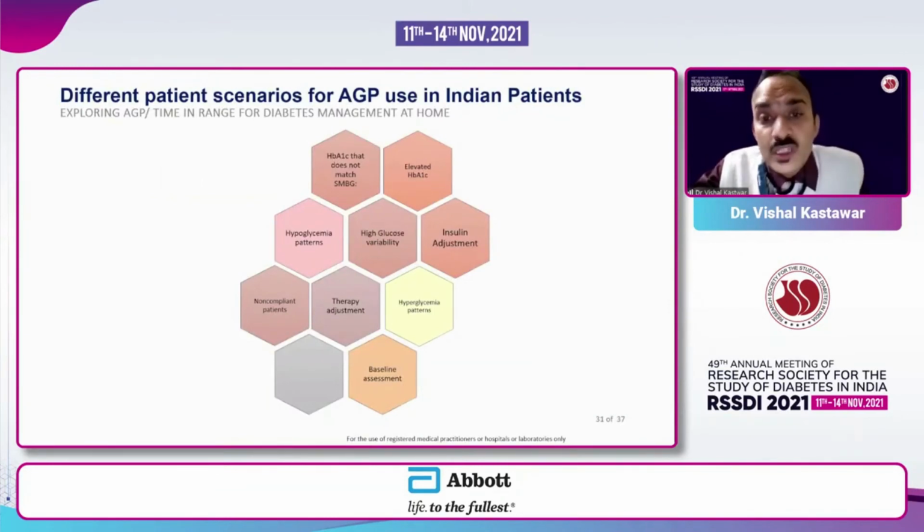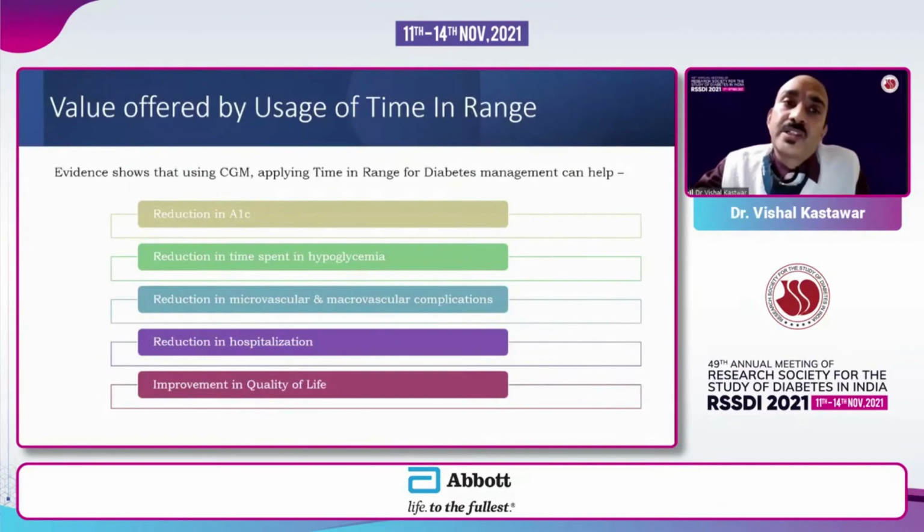Finally, there are various groups of patients where we can use CGM and TIR. We can use it for non-compliant patients, for therapy adjustment, to know the hyperglycemic patterns, for baseline assessment of patients, for insulin assessment, for patients who have high glucose variability, for knowing the hypoglycemia patterns of patients. In patients where SMBG and HbA1c do not match and where elevated HbA1c has continued in spite of whatever we have tried, for all those patients, we can use TIR and CGM, and all those are our patients.